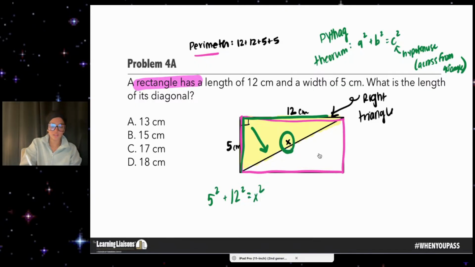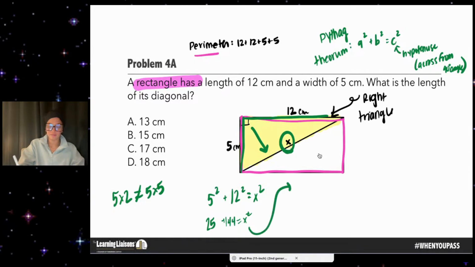5 times 5 is 25. Remember, squared does not mean 5 times 2. It means 5 times itself that many times. Plus 144 equals x squared. 25 plus 144 is 169. Square root both sides, x equals 13. Questions about that?